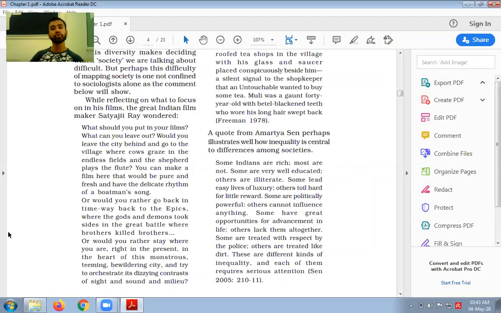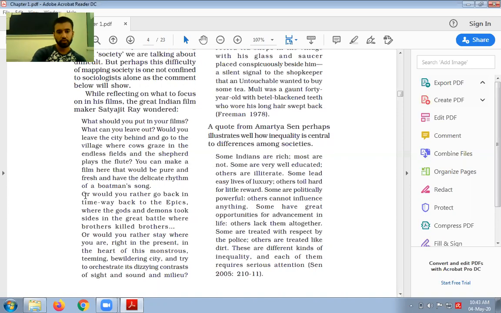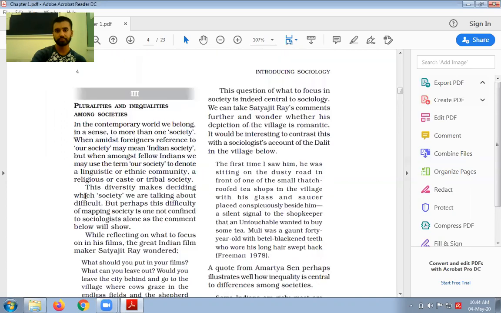And he's confused. He's saying that India has a lot of diversity, and that he's confused about which subject he should make movies on. That's what he's talking about. That's the reason he's asking: should I put the scene of the city, or should I leave it? Should I put the scene of villages, or should I leave it? Should I make movies on the epics? So he is trying to say that he's totally confused, because there is a lot of diversity and a lot of distinction in Indian society, right? Okay, so this is what he wants to say, right?